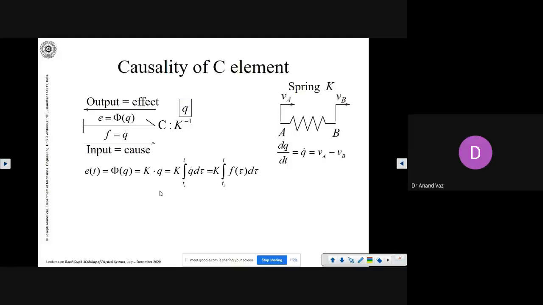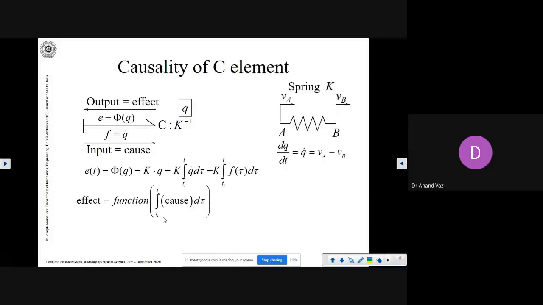So in this case, the causal stroke is placed here because this end is the end which receives the effort. Okay, so effort is the output, so it receives, hence the stroke has to be placed over here.